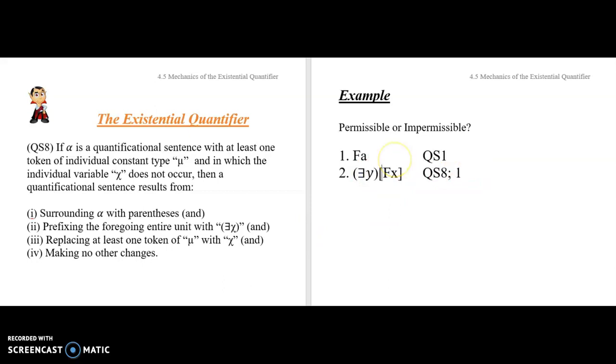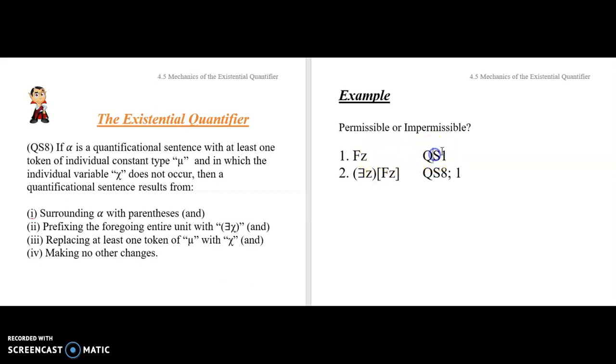What if I went like this? Would this be permissible or impermissible? This also would be permissible. This should all feel very familiar from 4.3. Okay, this is permissible. And finally, this one, permissible or impermissible? That's permissible. Now, what if it was like this? Would this be permissible or impermissible? That is impermissible. Do not do it.